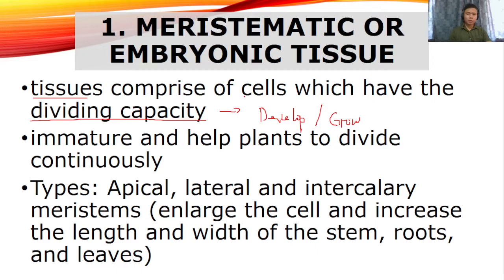Okay? So immature and help plants to divide continuously. So regarding its immature component, time is very important for the plant to grow and develop. Okay? Meristematic tissue is categorized into apical, lateral, intercalary meristems. Okay? So, what's the difference between apical, lateral, and intercalary meristems?